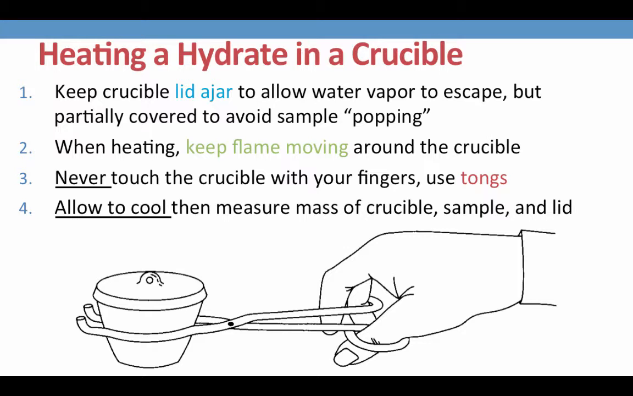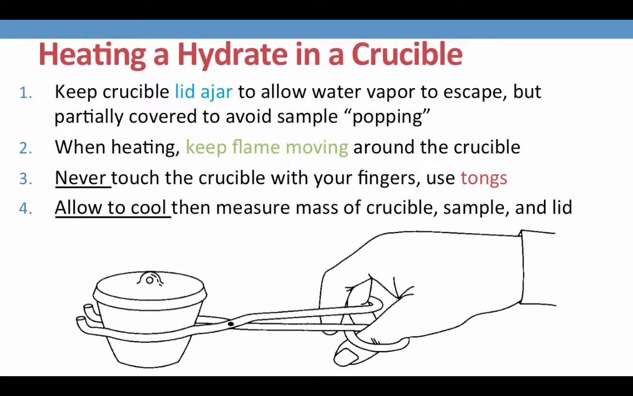When heating your crucible with the Bunsen burner, it's important to keep the flame moving around all the surfaces of the crucible. This will ensure even heating of your sample within the crucible, and also avoid burning of the crucible, which can occur if you allow the flame to stay in one spot for too long.